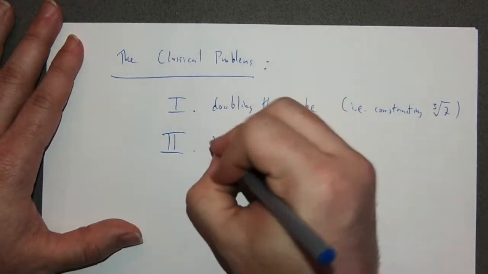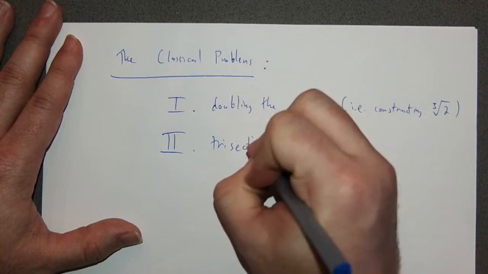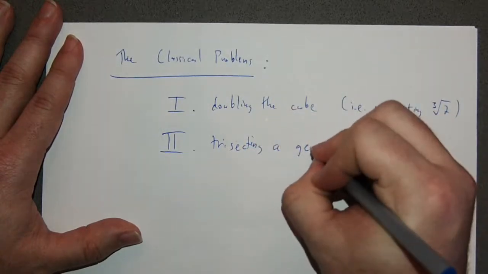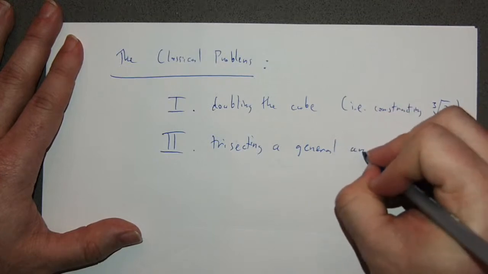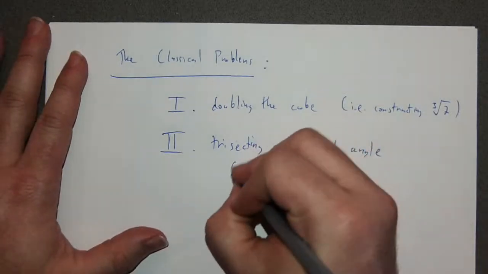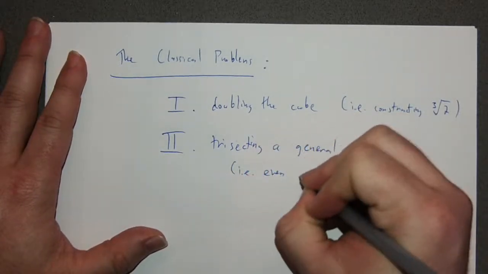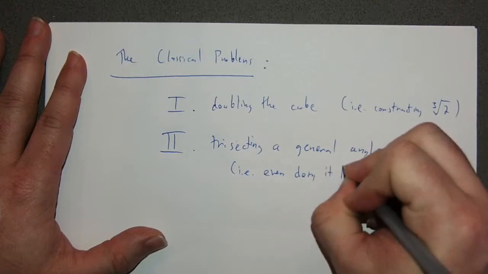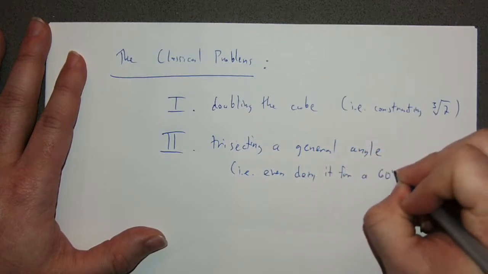Problem 2, trisecting a given angle. So trisecting a general angle. It is possible to trisect some angles. Okay, so there are angles that I can give you that it is possible to trisect. For instance, a right angle is really easy to trisect. Okay, but doing it for a completely general angle is the question that's wanted. So say an angle of 60 degrees, i.e., even doing it for a 60-degree angle.